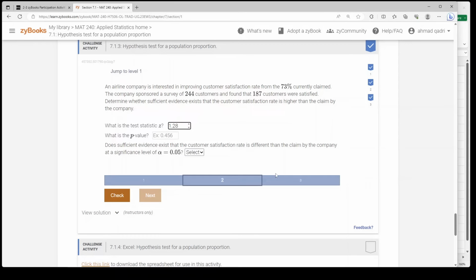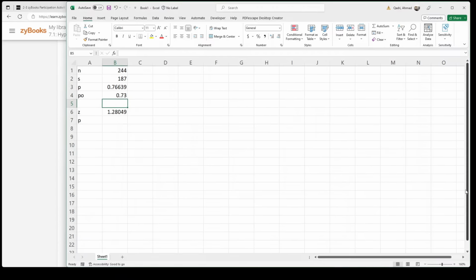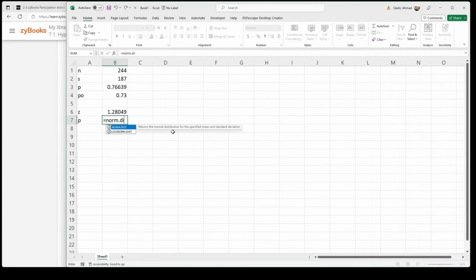Now we need to find the p-value, and remember this is a one-tail test, and the tail, because the alternative hypothesis is that p is greater than 73%, is on the right side of the distribution. So what we can do is use Excel's norm.dist function.